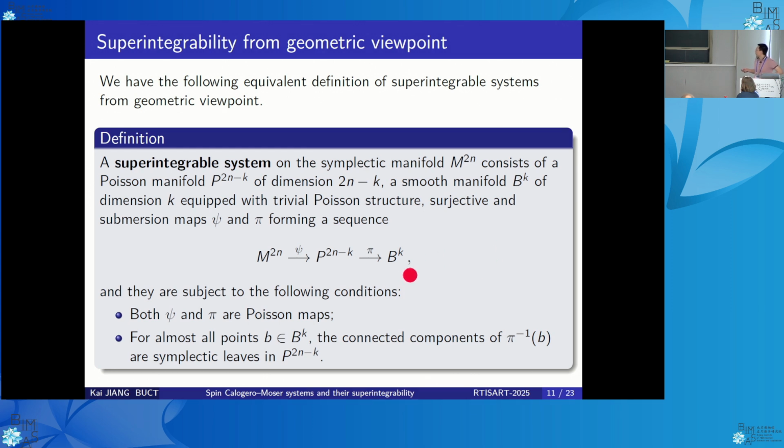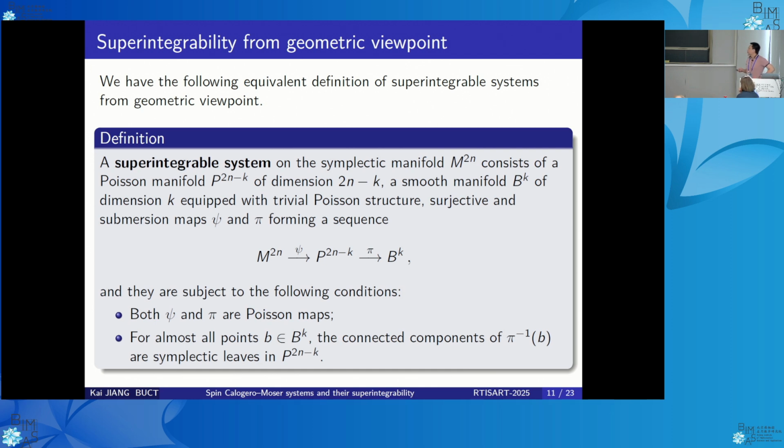So with this, if we select a generic point in B, there is a fiber here. The connected components of this fiber, pi inverse of b, in P, is a symplectic leaf in this Poisson manifold. And this psi is a co-isotropic map. You can consider it like this. So this is a geometric realization. In fact, these three definitions are almost equivalent. Generically they are the same, but for the geometric realization there are some singular points that give rise to some bad behavior. But in general they are the same.